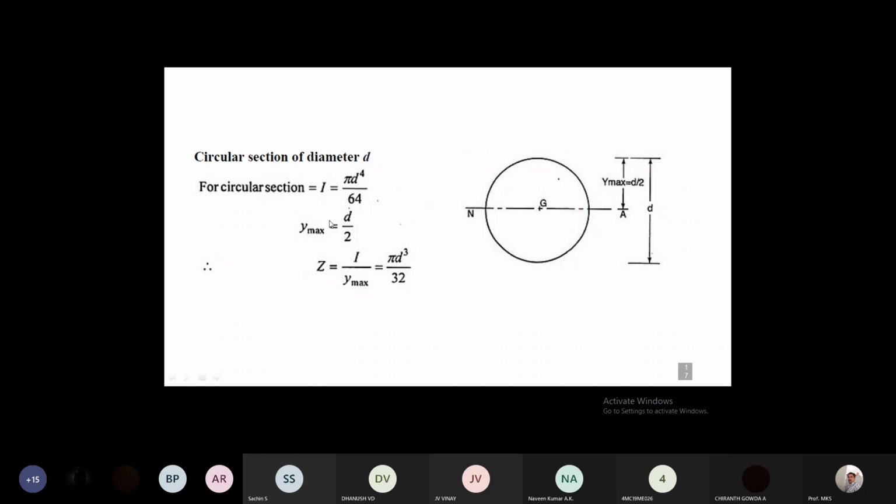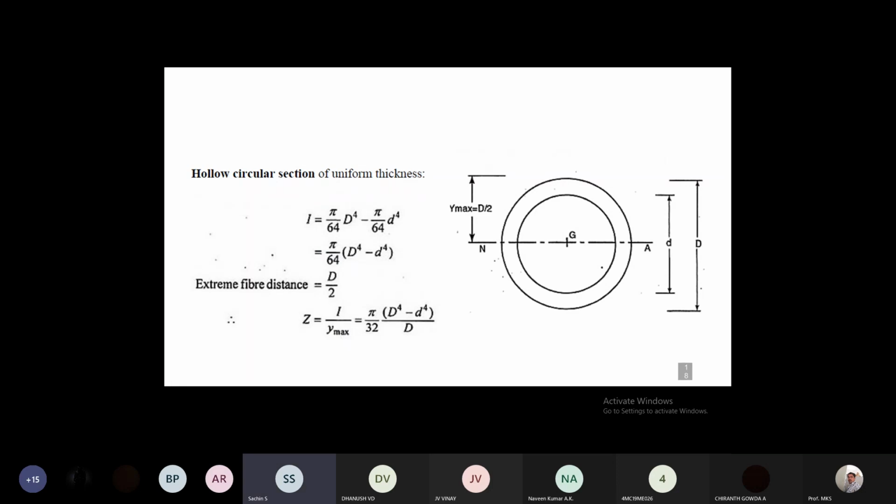Remember the equation. Then y maximum is the distance from the neutral axis to the outermost fiber. Its diameter is d. So from neutral to outermost, it is d by 2, or r, the radius. So the section modulus, I by y, is pi d cube by 32 for a circular cross section. Note down.